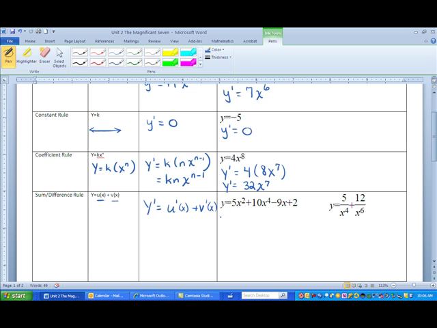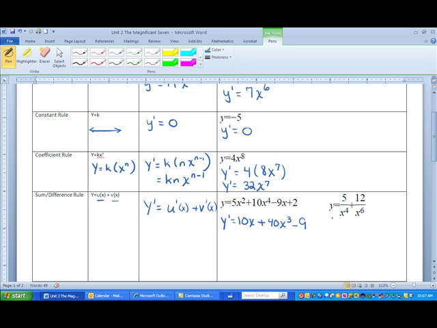So over in the example, to find the derivative of this, we take the derivative of 5x squared, which is 10x. We take the derivative of 10x to the 4th, which is 40x cubed. And we take the derivative of negative 9x, which is negative 9, because it would be x to the 0, and so there isn't any. And the derivative of 2 is 0. So our final derivative is 10x plus 40x cubed minus 9.